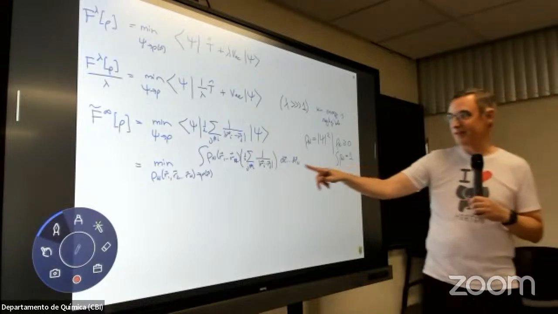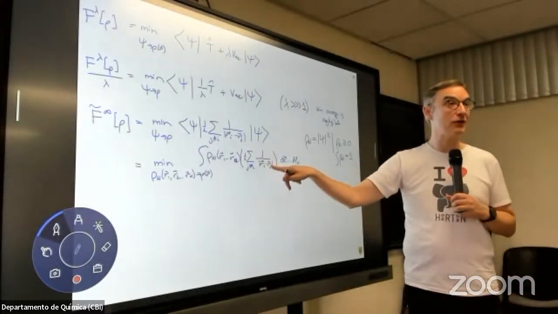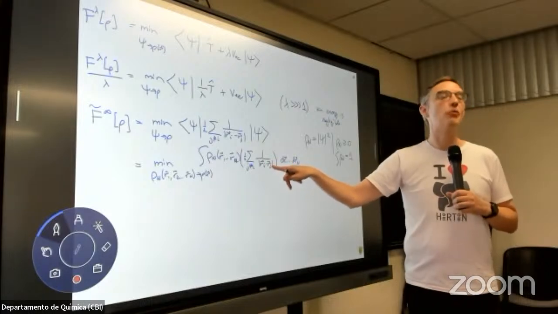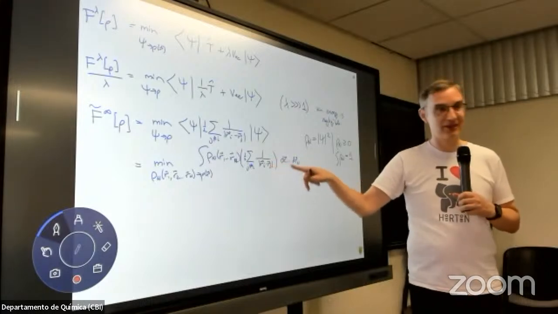A different way of saying it is because the electrons are repelling each other, right? There's 0 probability of them being on top of each other anyway. It's never going to be your solution.